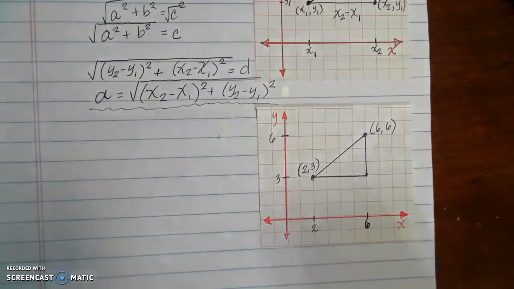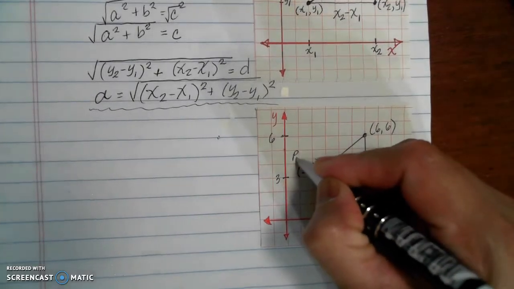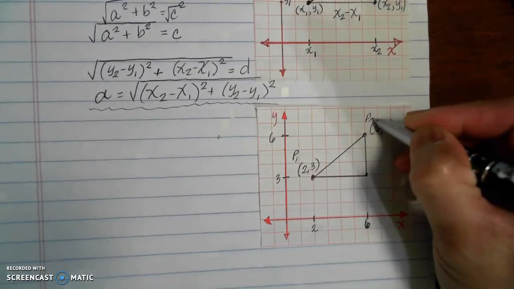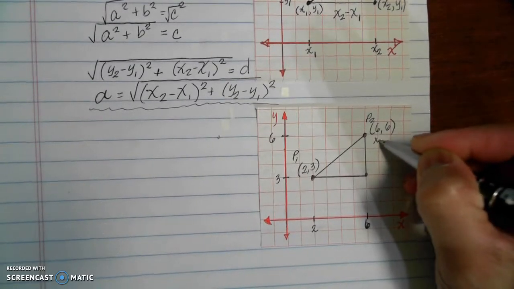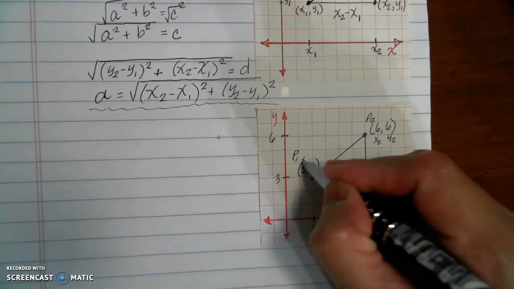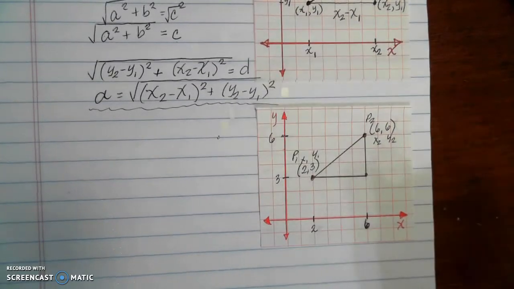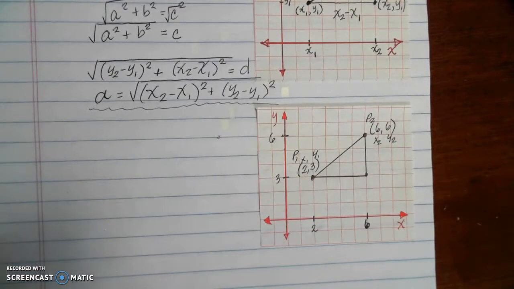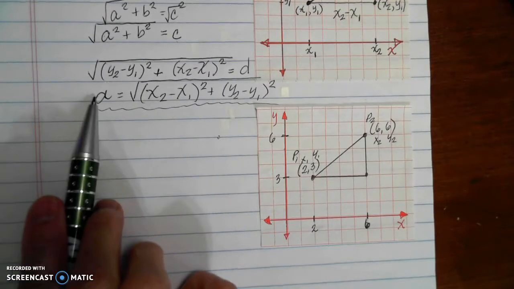If I'm calling this my P1, I'm calling this my P2, then therefore this is my X2, that would be my Y2. This is going to be my X1, and that's going to be my Y1. And all I will do is follow this formula.